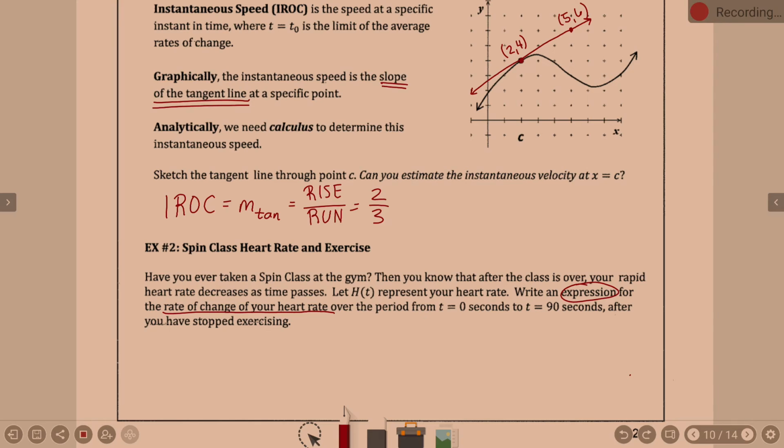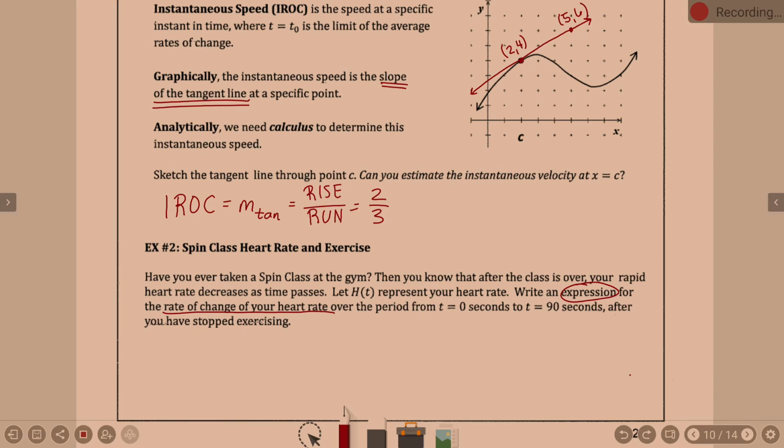In the t, put 90. And then under it, put 90. This is a fraction. I know heart rate is like beats per second. And notice this is a rate of change, kind of like average velocity is a rate of change.